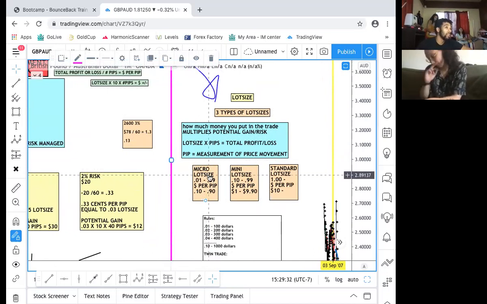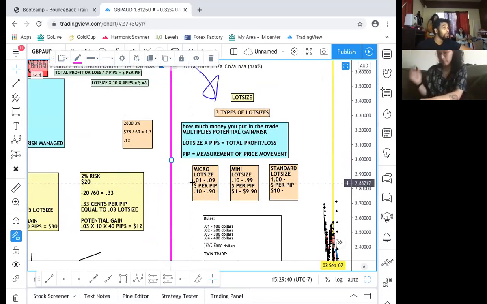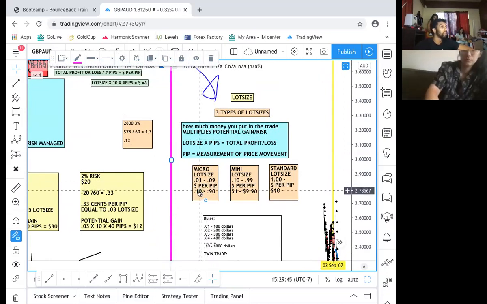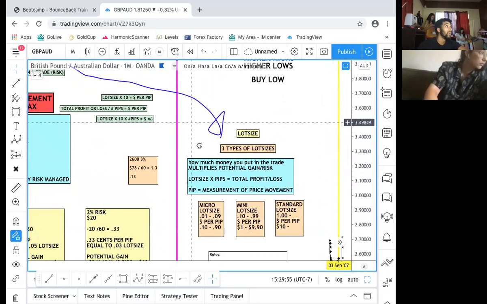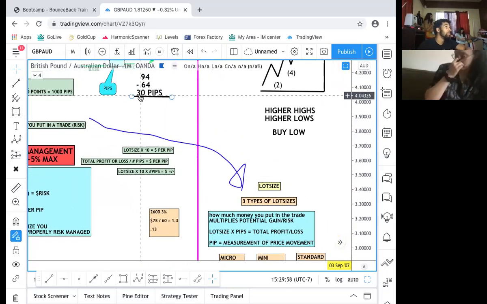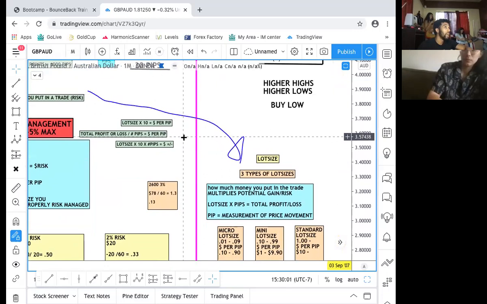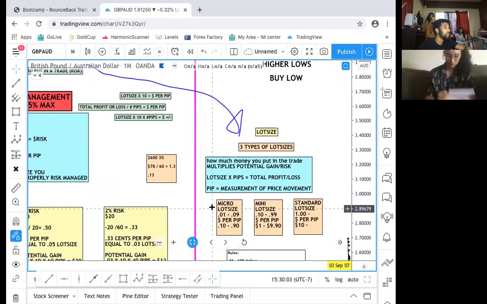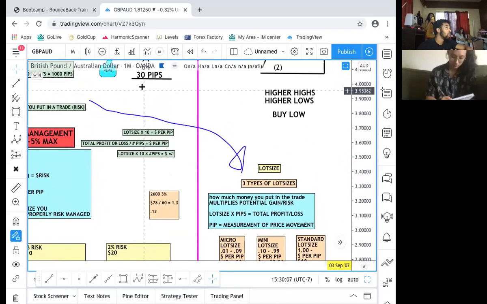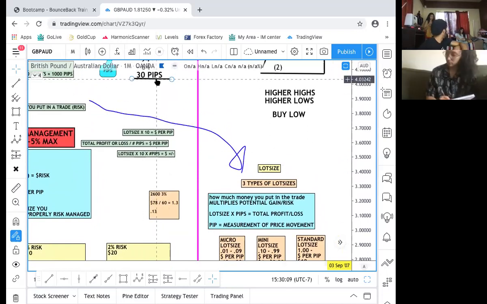So our first lot size is a micro lot size. What that consists of is a 0.01 to a 0.09. And we all probably know a 0.01 lot size is the smallest lot size we can use. What that means is, for every single pip, we're going to be risking 10 cents. So let's say we have a trade that moved 30 pips. Every single pip, it'll be going up 10 cents, so we'll end up making $3 on a 30 pip trade. Does that make sense?